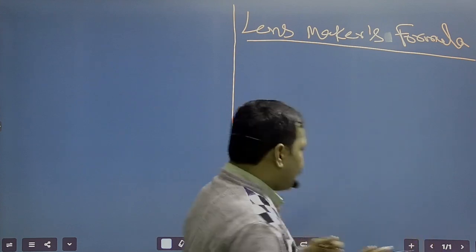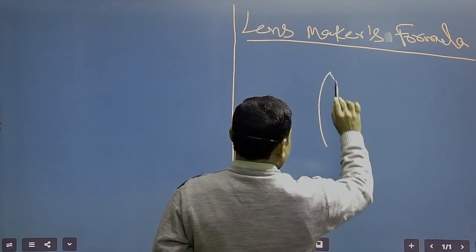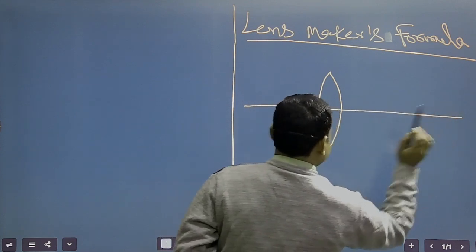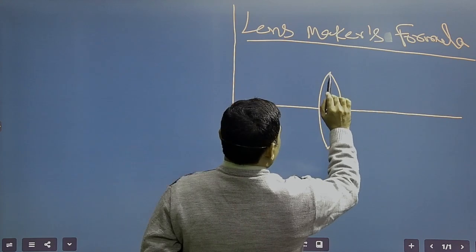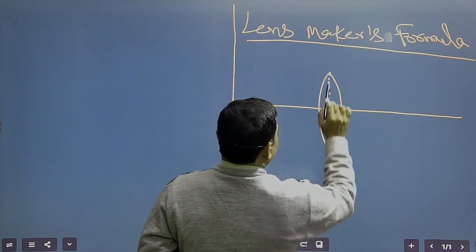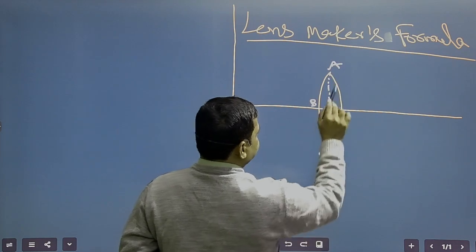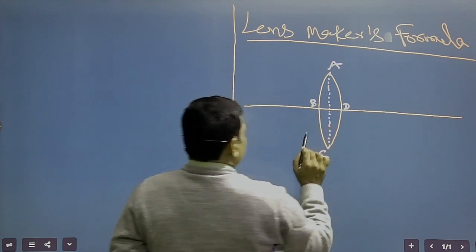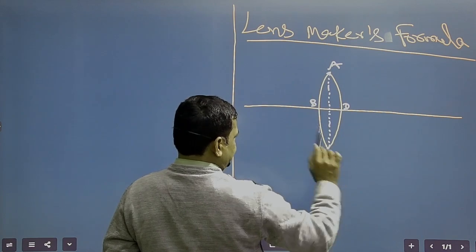Okay, so now you see, suppose we are drawing a convex lens. This is your principal axis. Here, as the aperture size is very small, we can consider two refracting surfaces. One is ABC and another one is ADC. Suppose we are considering the first surface, that is ABC.